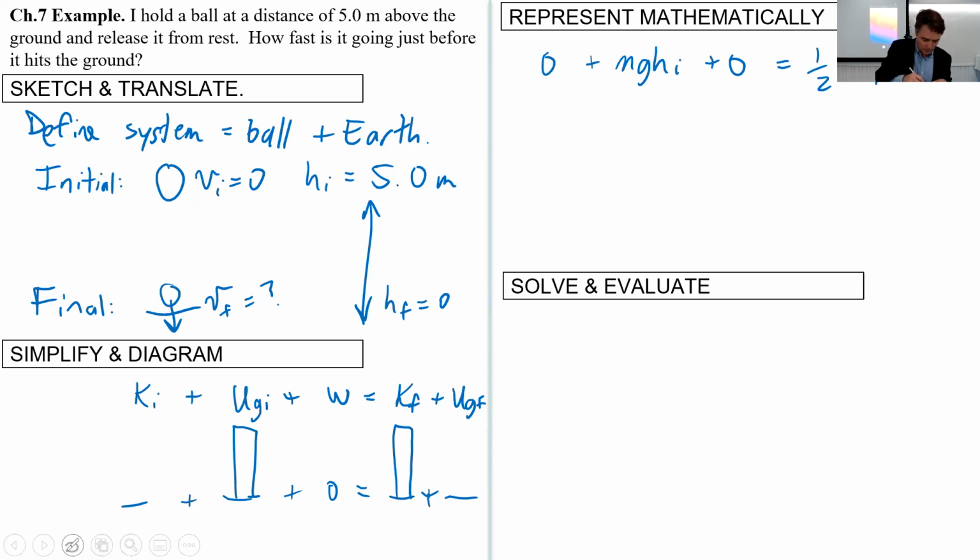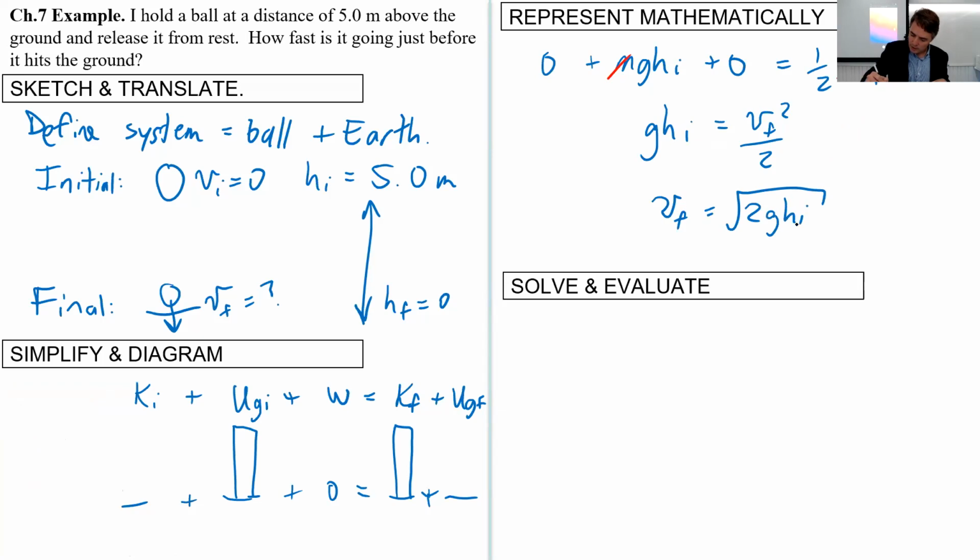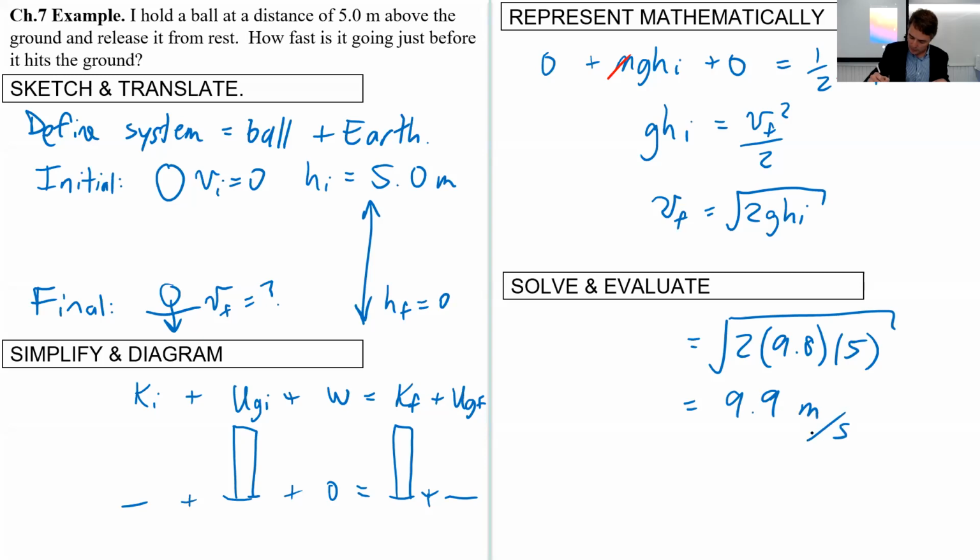So I think I can cancel out the m, divide both sides by m. So I got g h_i equals v_final squared over 2. Solve it for v_final. I get the square root of 2 times g times h_i, which equals the square root of 9.8 times 5. When I plug that into my calculator, I got 9.9 meters per second.